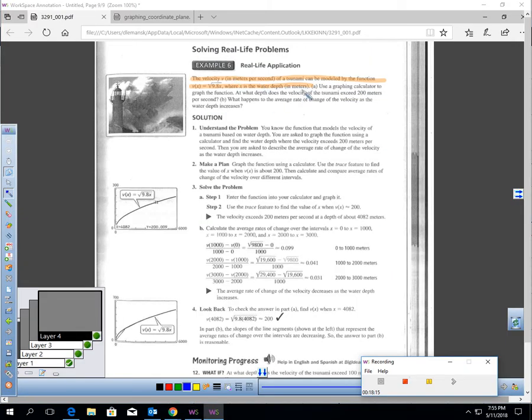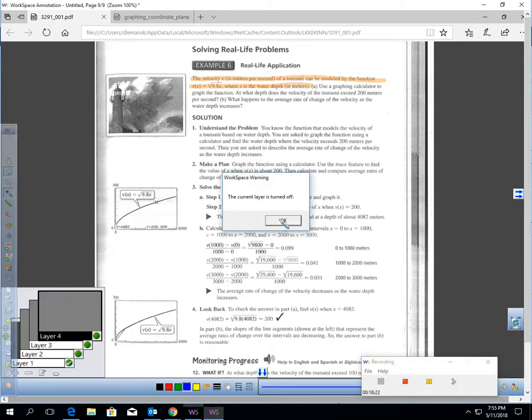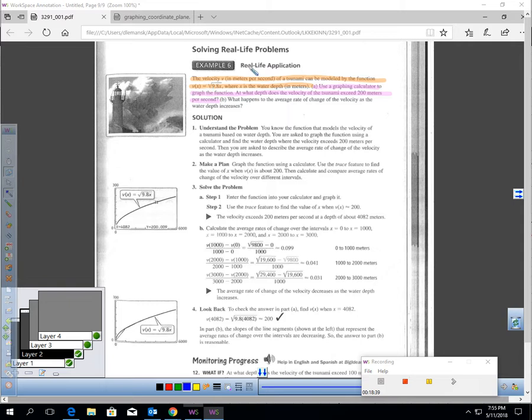To wrap up the video, they have us solving some real-life problems that would involve radicals. Like here, the velocity of a tsunami can be modeled by this function where x is the water depth in meters. It says use a graphing calculator to graph the function: at what depth does the velocity of the tsunami exceed 200 meters per second? Okay, so a couple things here. When you look at this equation, the velocity is the y value, so we need to find out when y is 200.